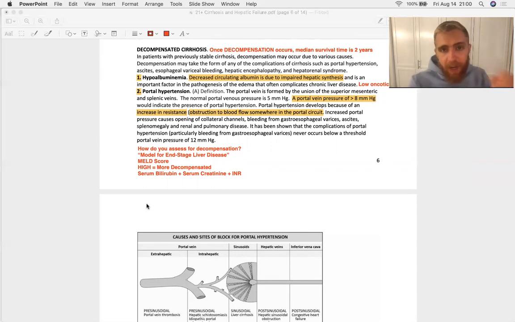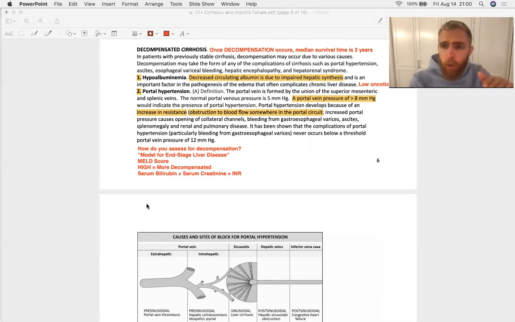It spits out an equation, and it factors in 3 things: serum bilirubin, serum creatinine, and your INR, which is a measure of your blood clotting, which again is a really good proxy of liver function because your liver makes all your clotting factors. So you take these 3 things, and it's a weighted formula, and there's a calculator online, and it'll spit out your MELD score, which is model for end-stage liver disease.